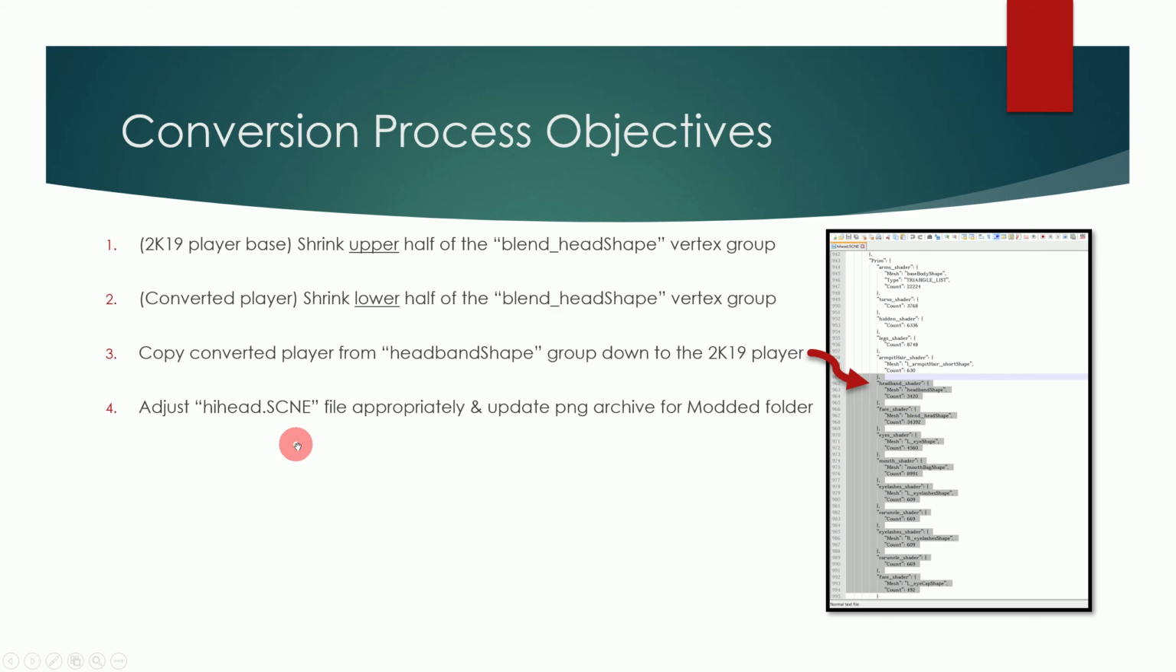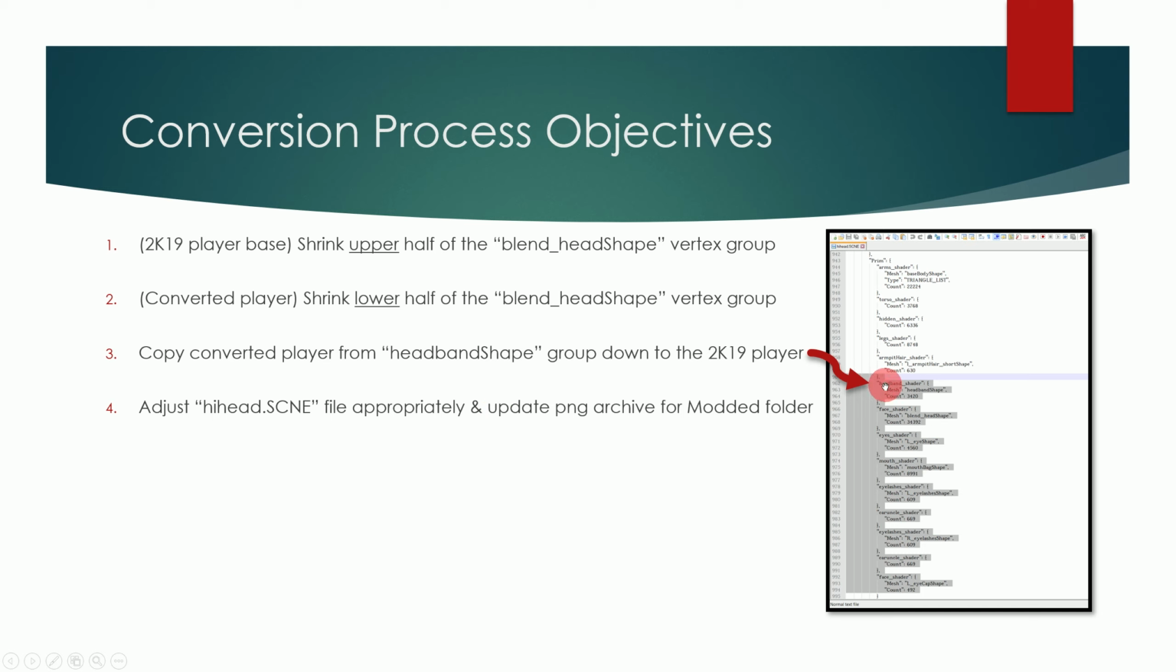Lastly, I thought it might be helpful just to go through a quick preview of what the main tasks we're going to be doing will be. So the 2K19 player and the converted player are going to be splitting up their blend head shape. And so for the 2K19 player, we're going to shrink the upper half and keep the lower half. For the converted player, we're going to do the opposite, where we shrink the lower half and then we keep the upper half.